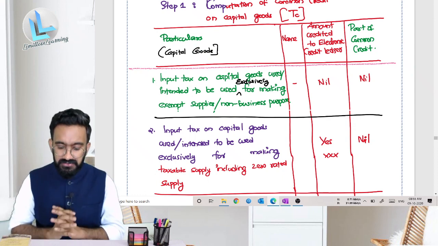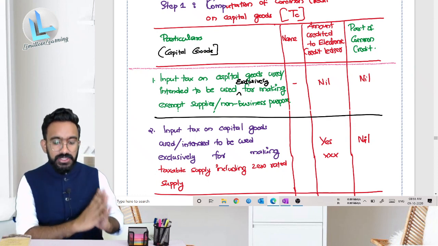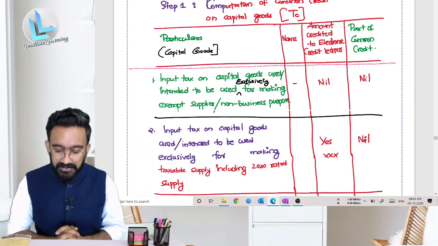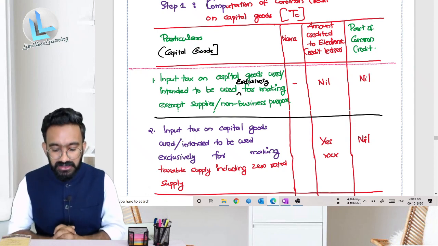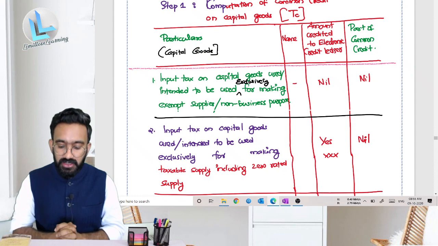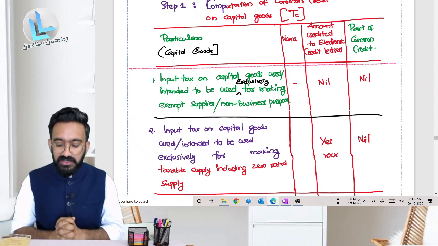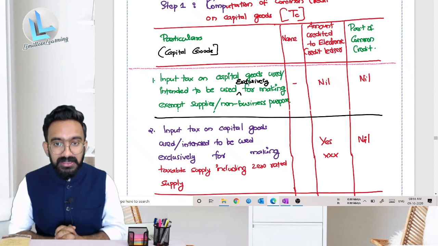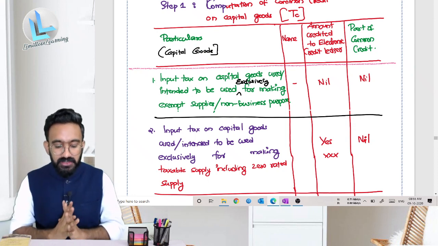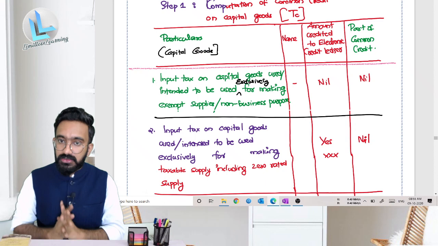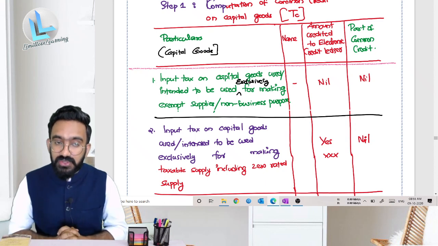We will try to first read it through. So I have given you a structure in which I'm giving what is the type of capital goods and what's the name that we're going to call it in this particular Rule 43, and how much amount will be credited to the electronic credit ledger and how much will be part of common credit. The first set of capital goods are capital goods which are capitalized in the books of accounts, like machinery.